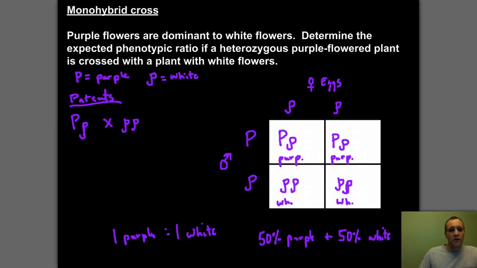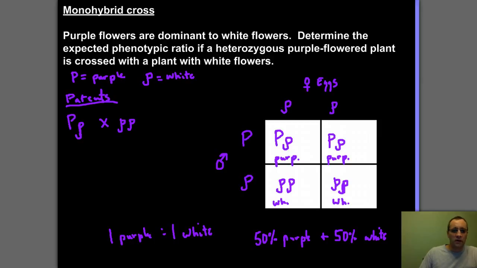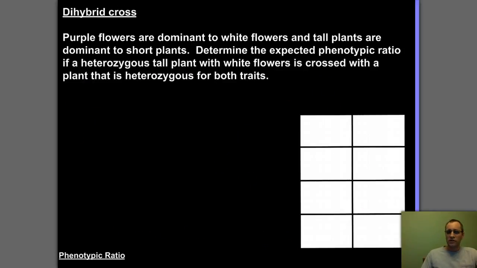Okay. All right, let's move on to a second one. I lost my place here a little bit. Where did I go? Okay. Second one, a dihybrid cross. So now we're talking about 2 traits on 2 separate chromosomes. So we say purple flowers are dominant to white again, and tall are dominant to short. So let's do this. Big P equals purple, little p equals white, and big T equals tall, and little t equals short.